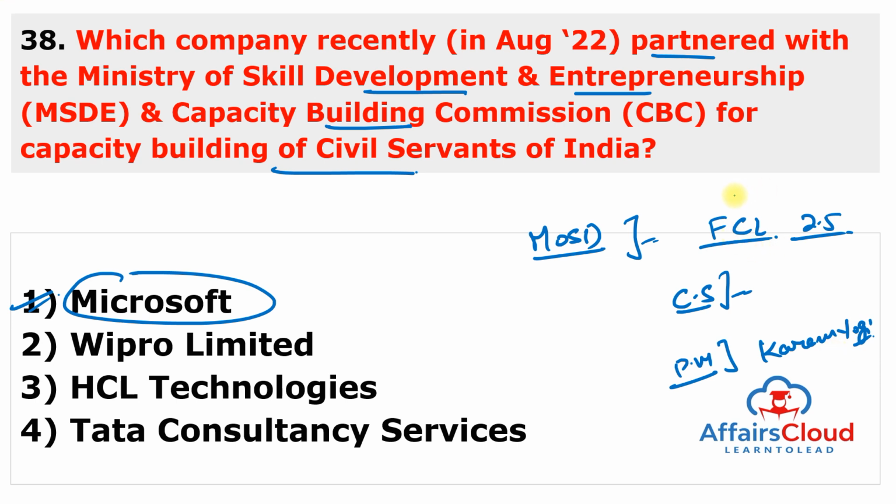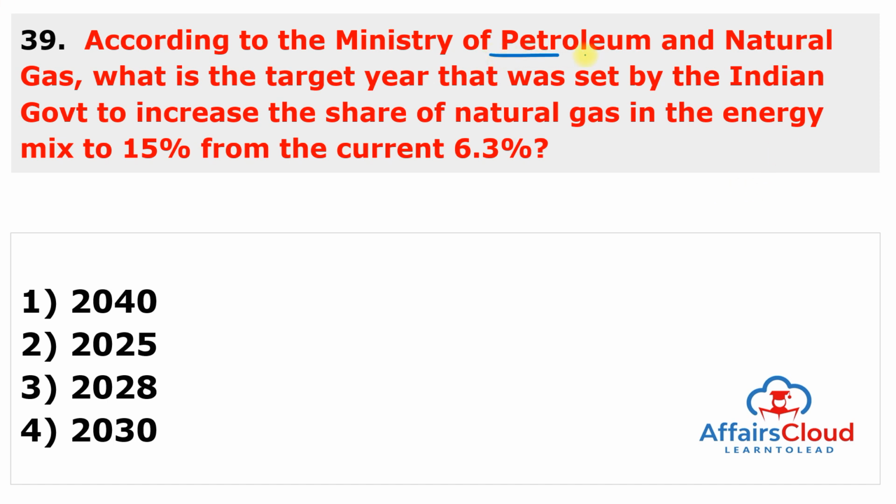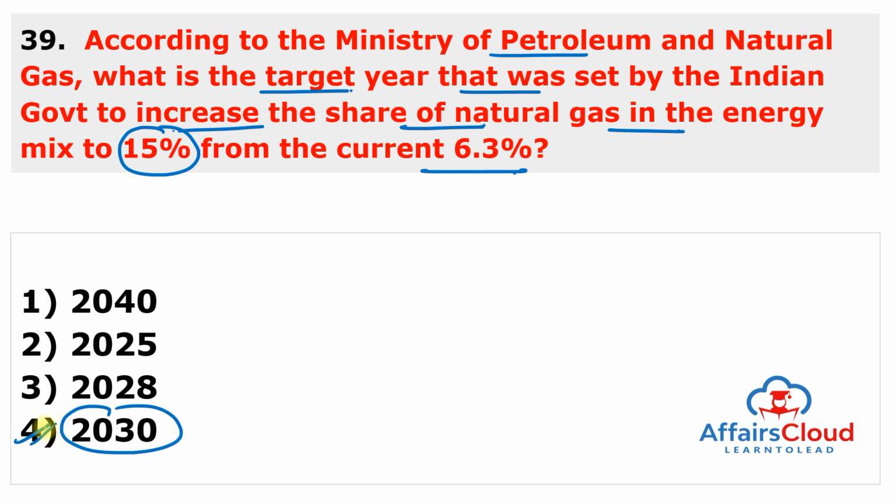Moving to next question. According to the Ministry of Petroleum and Natural Gas, what is the target year that was set by the Indian government to increase the share of natural gas in the energy mix to 15% from the current 6.3%? And this is by the year of 2030. So answer of this question is 4.